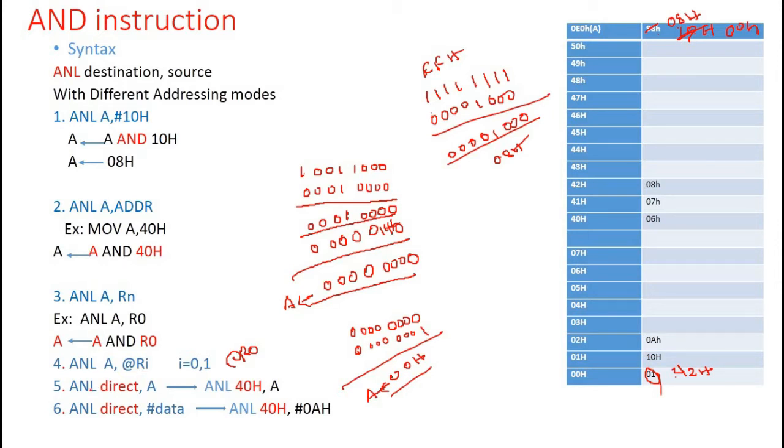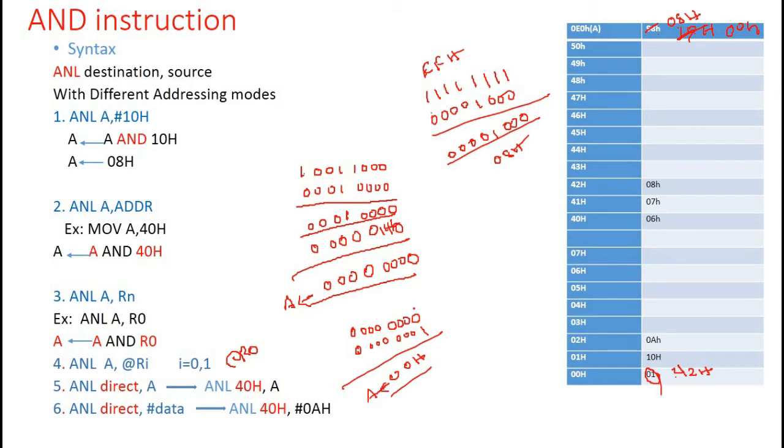Next, the fifth instruction, we have ANL direct comma A. Here the destination is a direct address, and the source data will be present in the accumulator. So here it is ANL 40H comma A. The operation is similar: whatever data is present in 40H will be ANDed with the accumulator and the result will be stored in 40H.